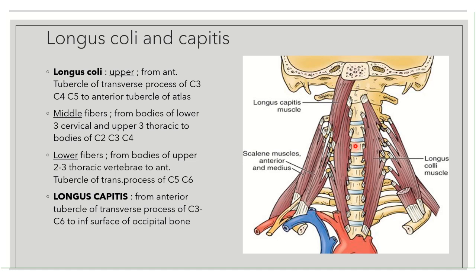So the upper oblique fibers of the longus colli muscle arise from the anterior tubercles of transverse process of C3, C4 and C5 cervical vertebra. You can see these are the fibers which are originating from here, and they get inserted on the anterior tubercle of the C1, that is atlas vertebra.